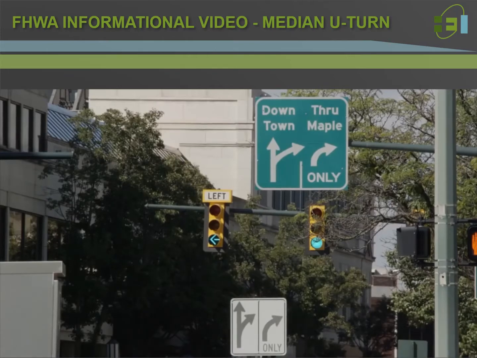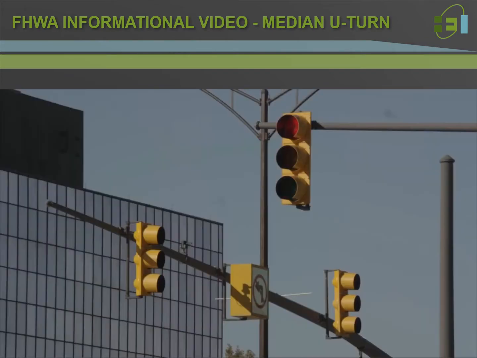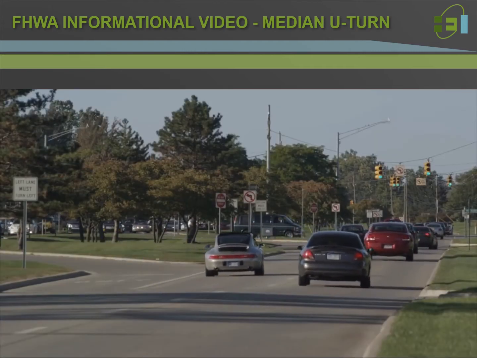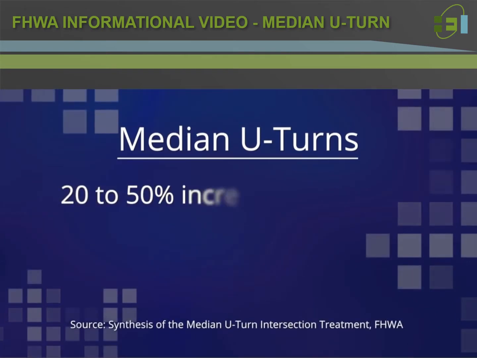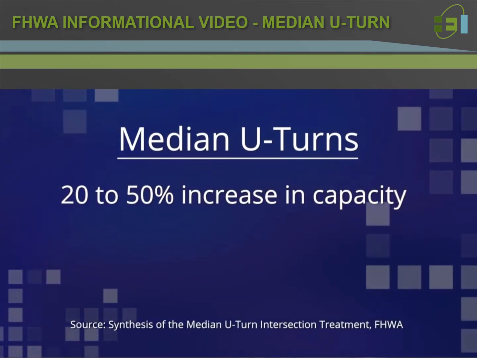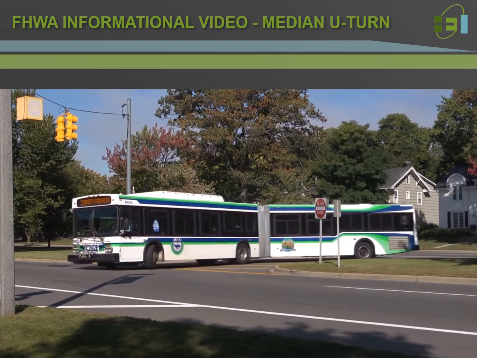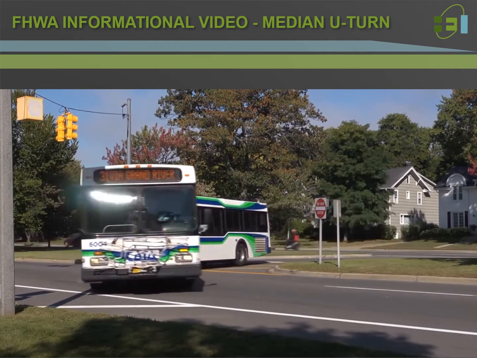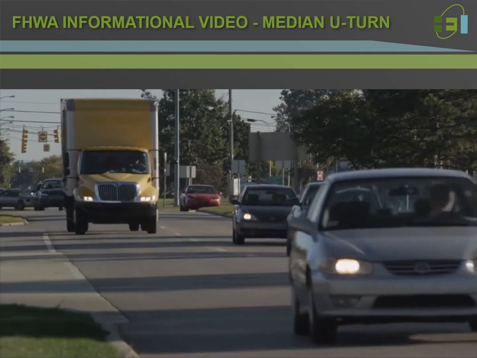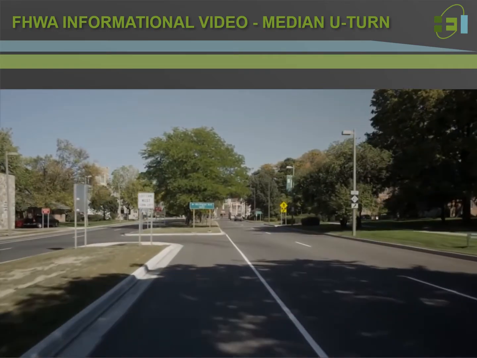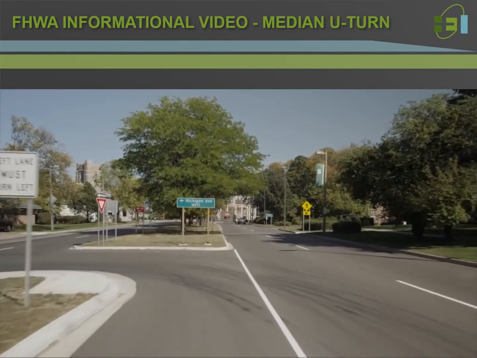The median U-turn can reduce the number of signal phases at the intersections, in some cases by as much as half, resulting in significantly improved efficiency. Studies have shown a 20 to 50% increase in capacity. Median U-turns can be tailored to a variety of surrounding conditions. Median U-turns exist along heavy freight corridors, highly developed retail boulevards, busy regional arterials, and even local streets.